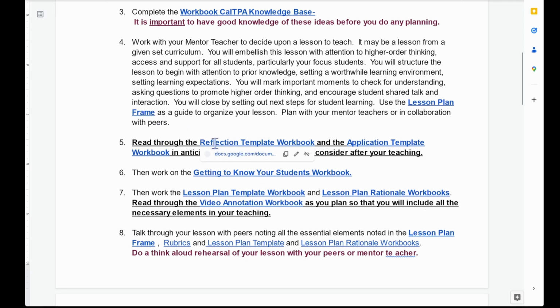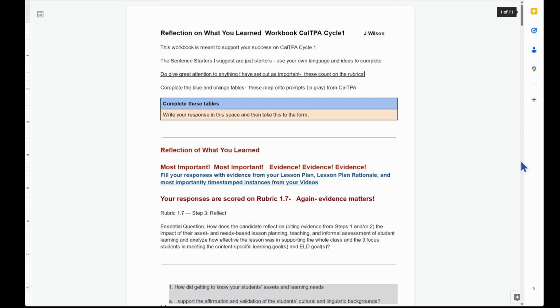So here's the reflection template workbook. So this is the reflection on what you learned workbook. Each of the workbooks is organized like this. I'll be giving you sentence starters to just get you started on writing them, and they're just starters. Use your own language and ideas to complete. Anything that I highlight and give attention to in bold print or exclamation points, important, those are things that count heavily on the rubrics. I set out these blue and orange tables. These are workspaces for you. These will map onto the gray prompts from the CalTPA templates, and you'll see this in just a moment. So each one of the sections will have prompts or boxes, tables like this.